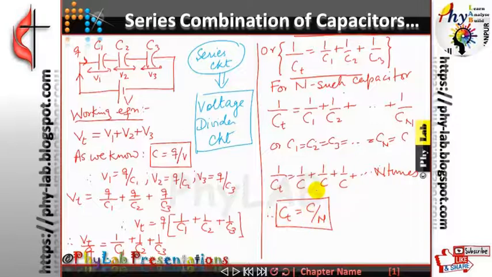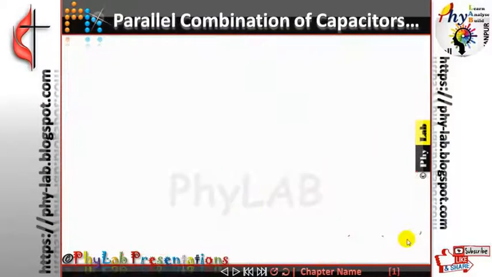So you can see, students, that in series combination the net capacitance always decreases because it has become C by n times. So whenever you want to decrease the capacitance of a circuit, you should always connect the capacitances in series. So let's move to the parallel combination of capacitors.